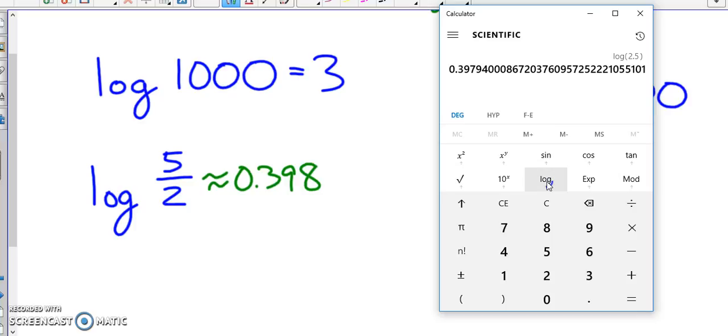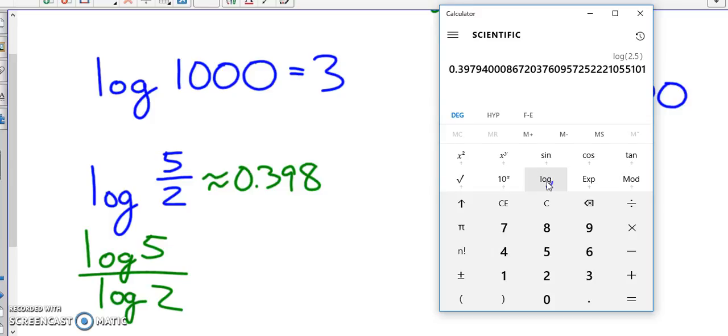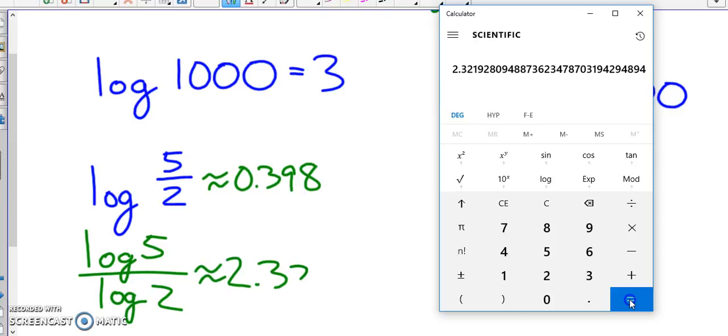Now, here's a point I want to make. What if I want to do log of 5 divided by log of 2? You think that'll come out the same? That's probably a pretty good guess. Let's find out. So if I take the log of 5 and divide it by the log of 2, that comes out to be 2.322. Decidedly not the same.